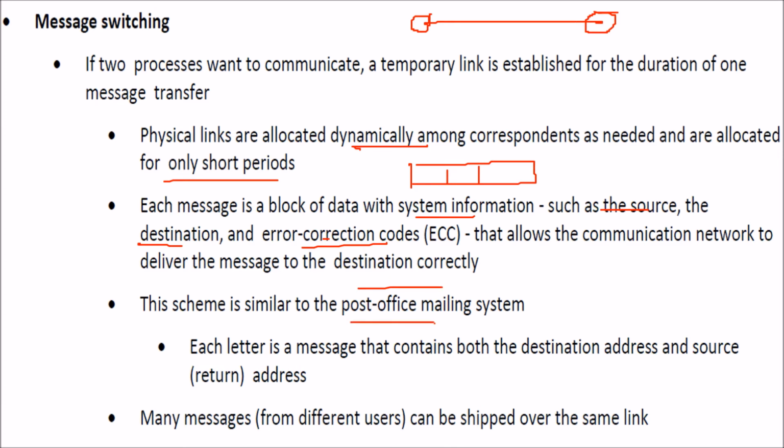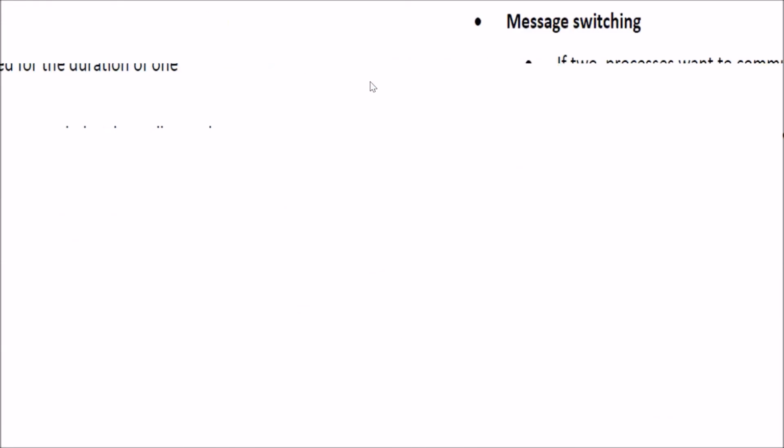This is very similar to the post office mailing system. Each letter is a message that contains a destination address, and because you want to send it from the source, the return address. Different messages for different users can be shipped over the same link.